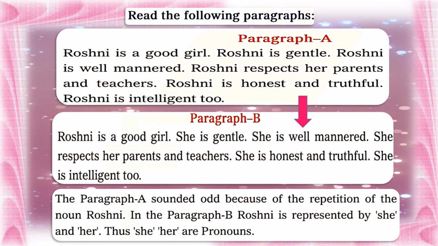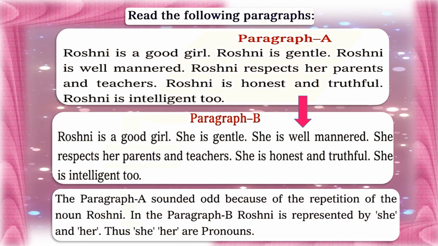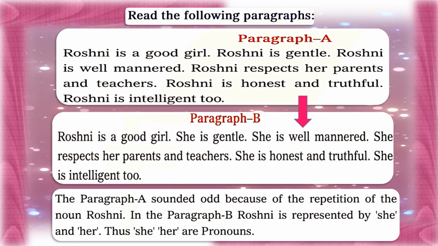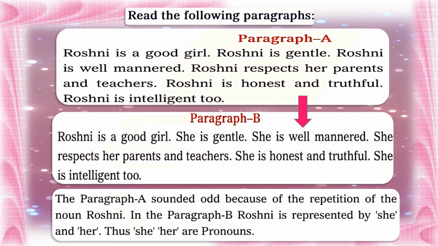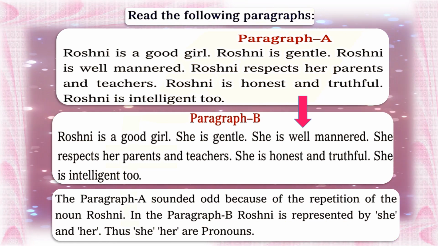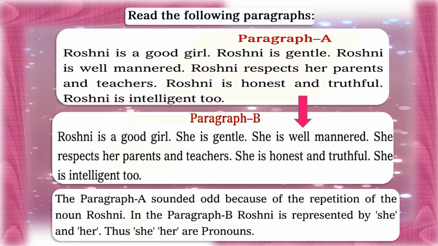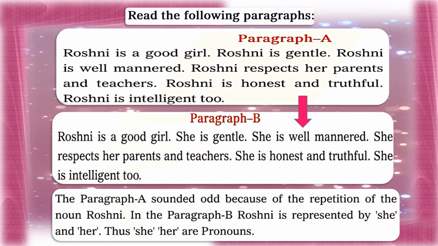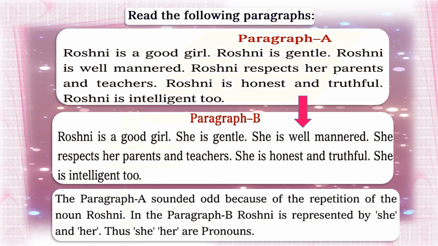Roshni is a good girl. She is gentle. She is well mannered. She respects her parents and teachers. She is honest and truthful. She is intelligent too. So here the first paragraph A sounded odd because of the repetition of the noun Roshni. The name is being repetitively said. In paragraph B, Roshni is represented by she and her. Thus, she and her are pronouns.